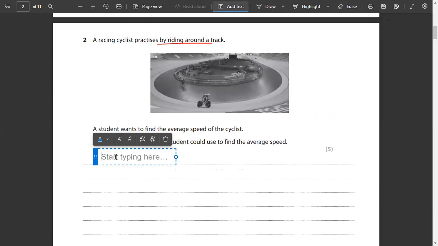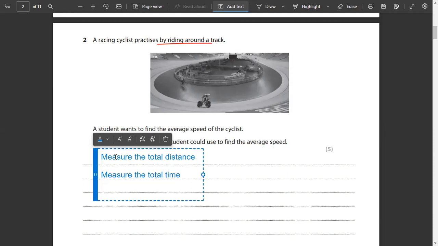Average speed का formula होता है total distance divided by total time. So we first need the total distance. So the student should first measure the total distance and also measure the total time. Moreover, you should also mention the appropriate measuring instrument. जैसे कि time can be measured by a stopwatch.